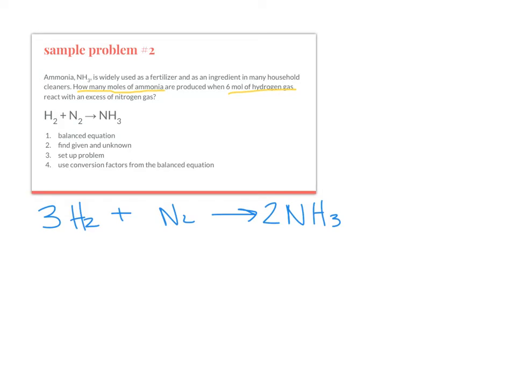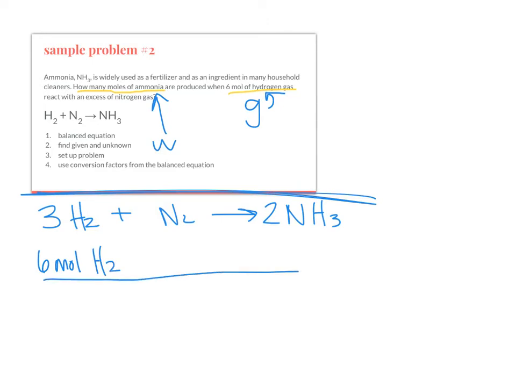The given is what is given to us in the problem, which is 6 moles of hydrogen gas. And then the unknown is what we're trying to find, which is how many moles of ammonia. So we're going to set up the problem with our given up here, 6 moles. And this is where you start writing. Literally anything starting down here that I write, you should be writing. 6 moles of hydrogen gas. And if we have moles up there, we have moles down here, moles of H2 to be specific.